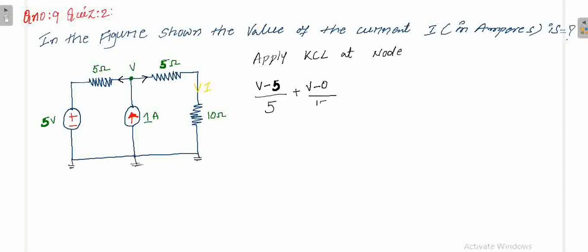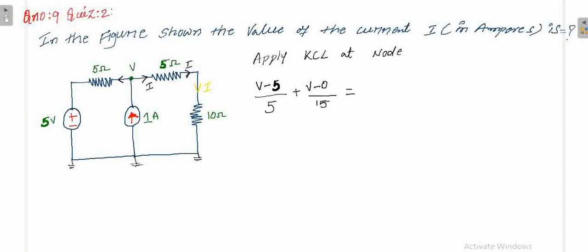Why am I considering 15? 5 plus 10. Because whatever current I is flowing, this is the path of that I. It means the same I current flows here and here, and then only it is possible to get I in this branch. If the current is the same, then we can consider them in series. So 5 plus 10 is 15, and this is your outgoing current.